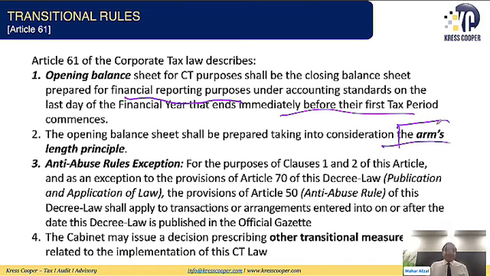The third clause is anti-abuse rule exceptions. We know these anti-abuse rules, but we can look into this in detail. What is the requirement of Article 7? What is the requirement of Article 50? What are the exceptions over there? And the last thing they are asking, the cabinet may issue a decision prescribing other transitional measures related to the implementation of the corporate tax law. Now we'll discuss these clauses one by one.